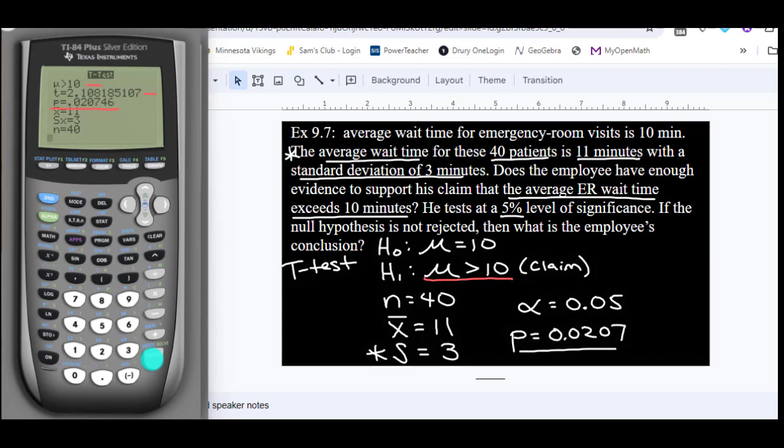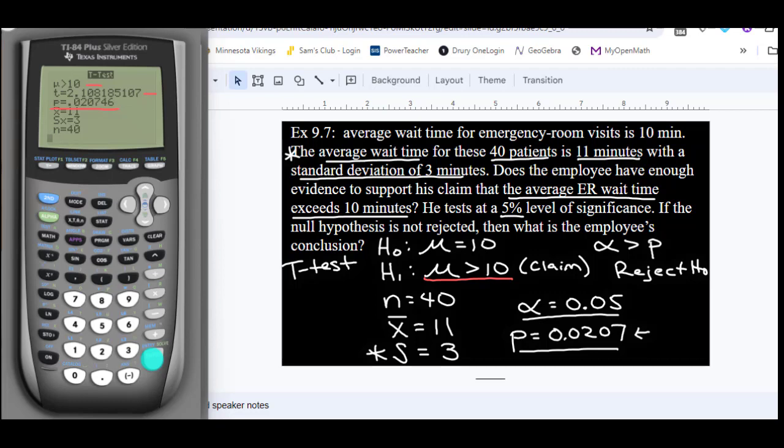So this is the key. We're going to compare P to alpha. And in this case, alpha is greater than P. So when alpha is greater than P, we reject the null hypothesis. And so our answer in this case would be, we would reject H sub 0 because the chances of P happening are less than our alpha value.